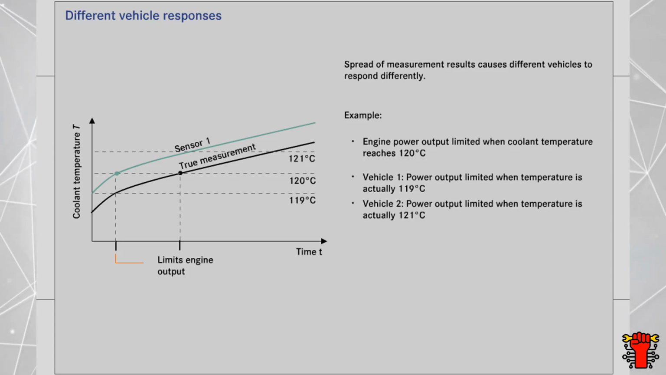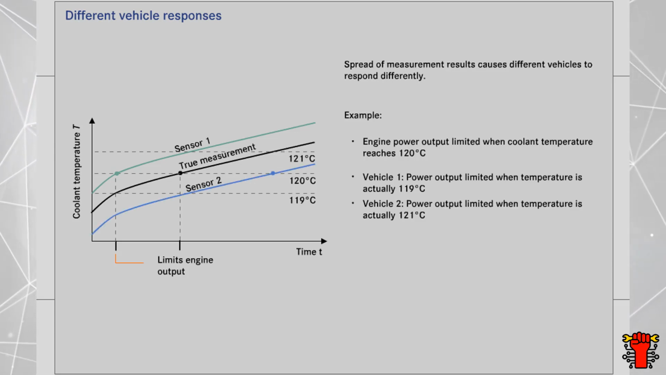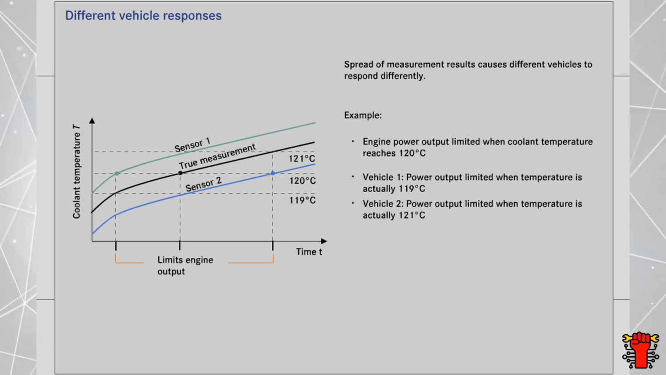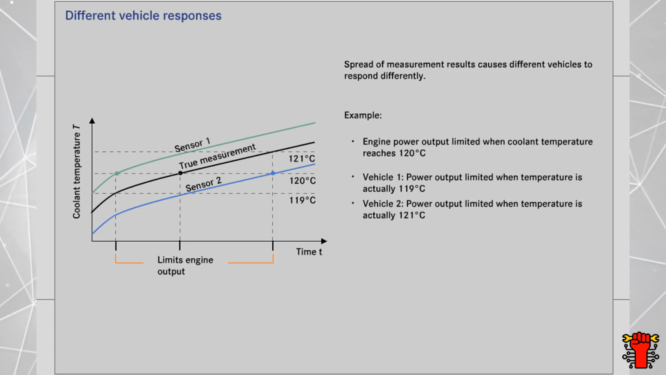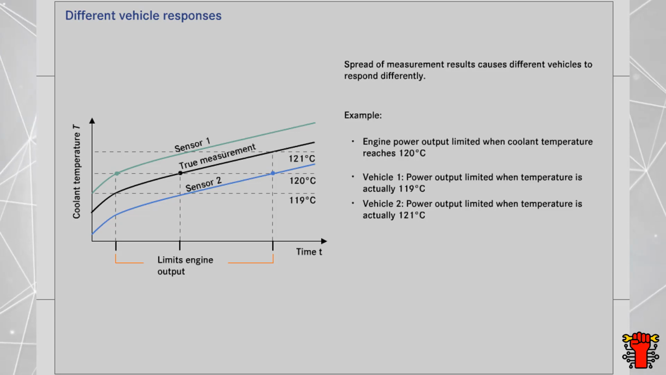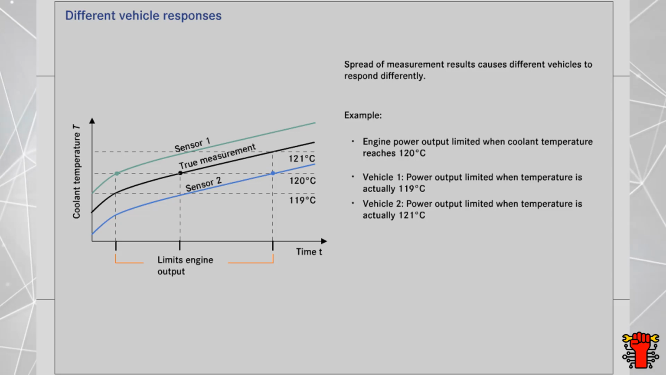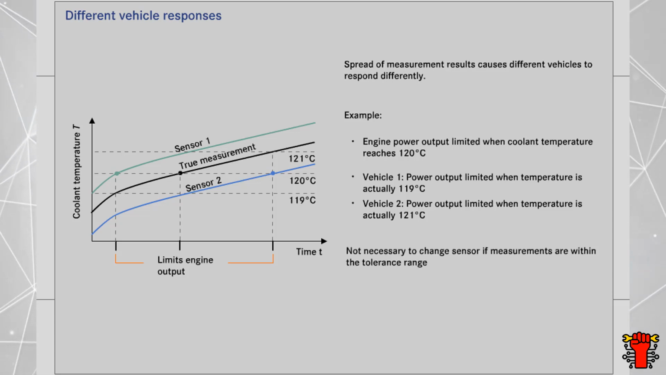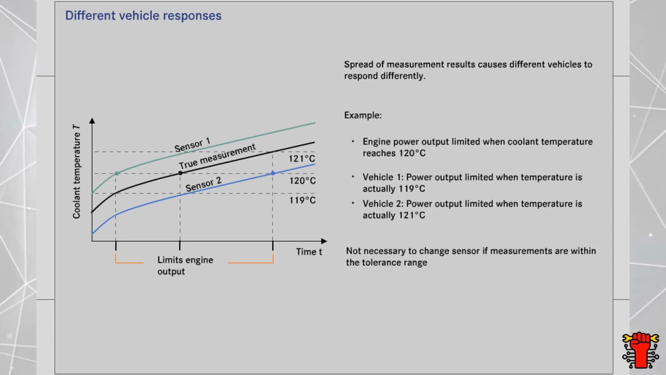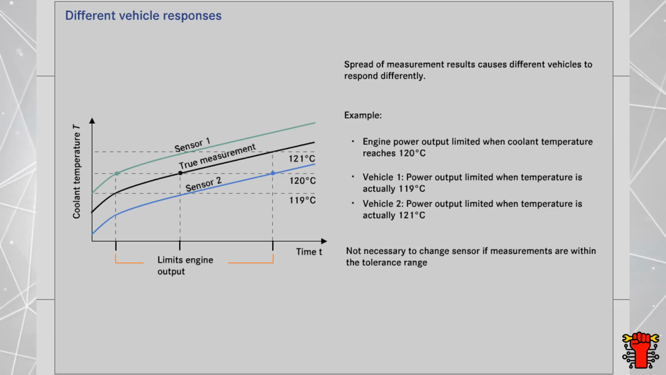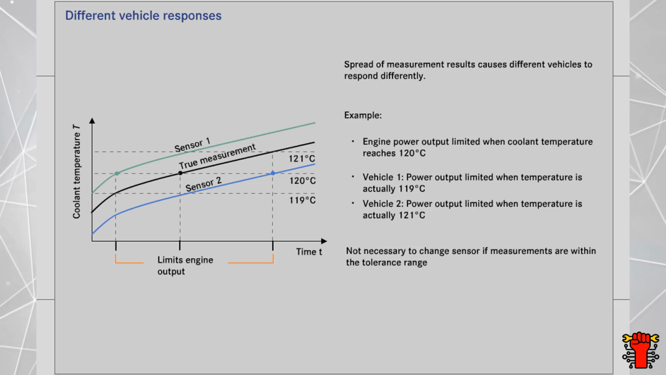On another vehicle, however, engine power output may not be limited until the temperature reaches 121 degrees centigrade, as the sensor has a systematic error that is 1 degree lower than the true measurement. Provided this type of scatter range caused by the statistical errors is acceptable, there is no need to replace a sensor.